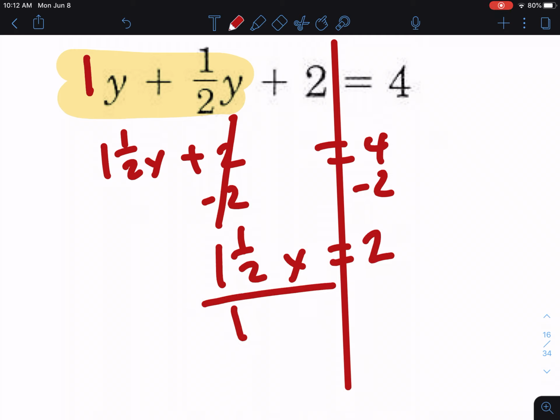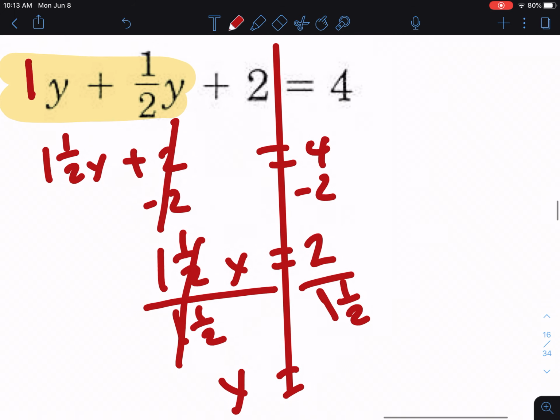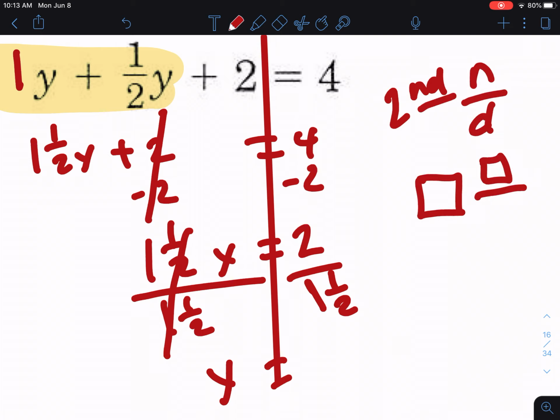Now I'm going to divide by 1 and 1/2 on both sides. And I will have y equals, and so 2 divided by 1 and 1/2. Now to get this mixed number, this 1 and 1/2, don't forget you have to do second n over d, and you'll end up with the 3 boxes that look like that. So I'll give you a second to plug that into your calculator. And you should get 4 over 3.